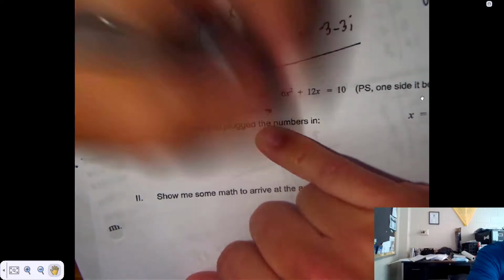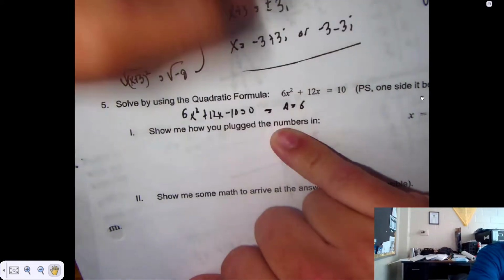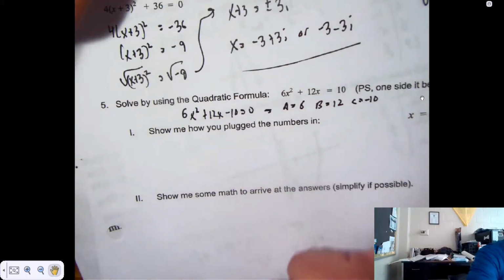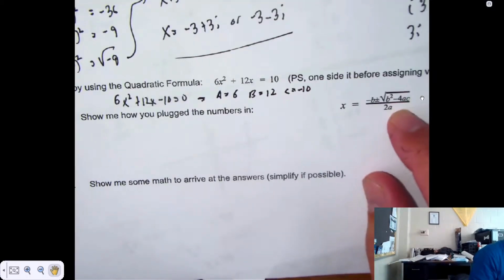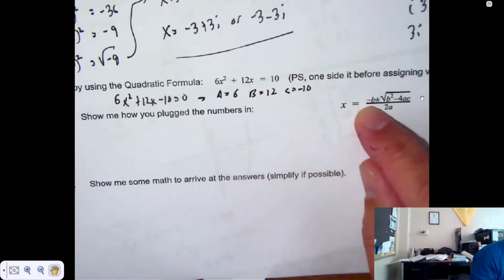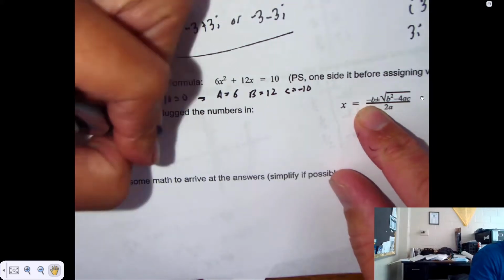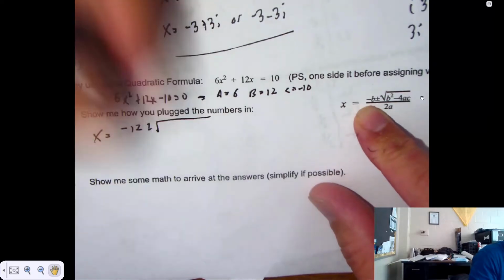What's A? Because the numbers aren't as pretty. A is 6. What's B? What's C? Negative 10. And then you're plugging in, which for some kids yesterday was just the hardest thing they'd ever done in their life. It says opposite B, so that positive 12 becomes negative 12. And you do have to show me how you plugged it in. It says show me, so I can at least give you something. Are you the kid who can at least plug in numbers correctly?